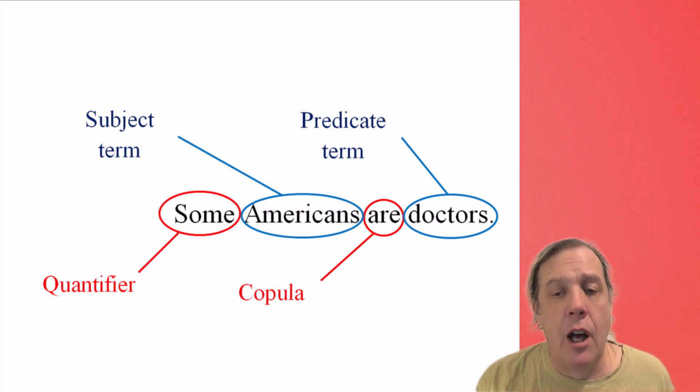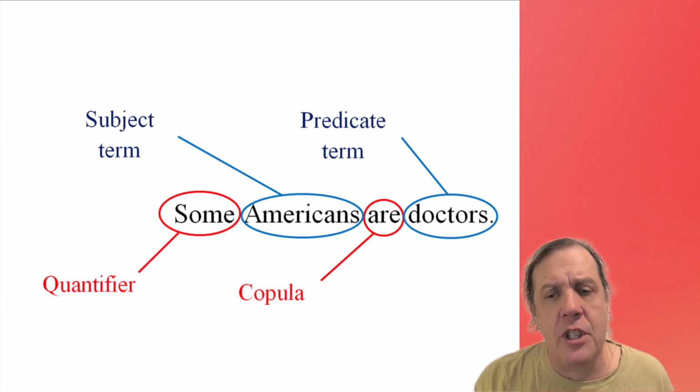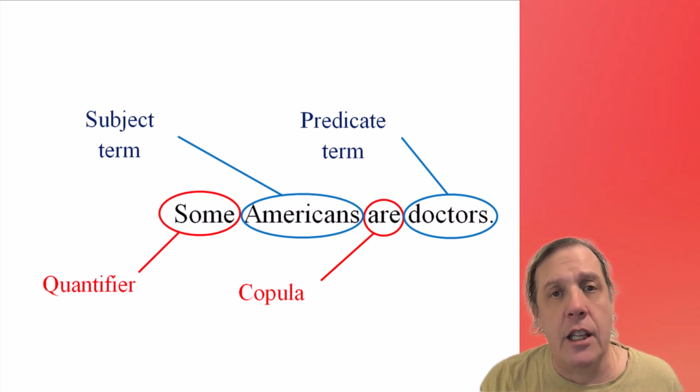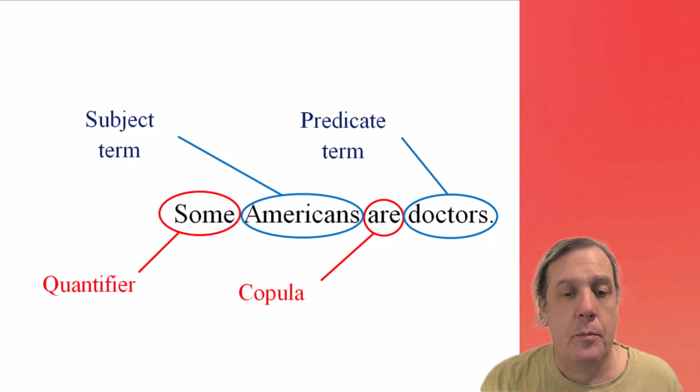Then there's what we call the copula, which is a form of the verb to be. And in almost all the cases we're going to look at, that form is going to be are. It might be the singular is, but mostly it's going to be are. The copula is just something that glues together the subject term and the second category in the statement, which we call the predicate term. So in this case, the second category is doctors.